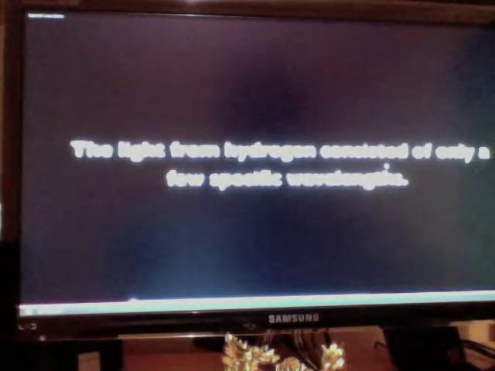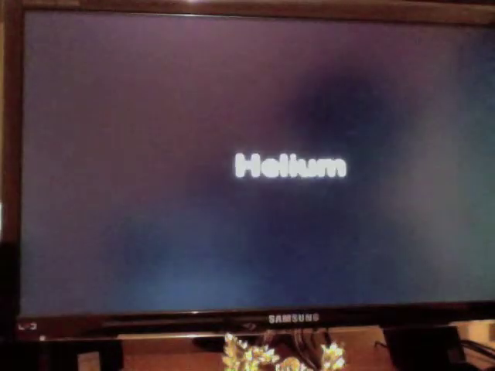Okay, this shows you that hydrogen, this is actually the light that hydrogen releases, and to us, to the untrained eye, we might just see yellow, purple, but in fact, we can break up the light and we see it as some emission lines of red, blue and purple. The light from hydrogen consists of only a few wavelengths.